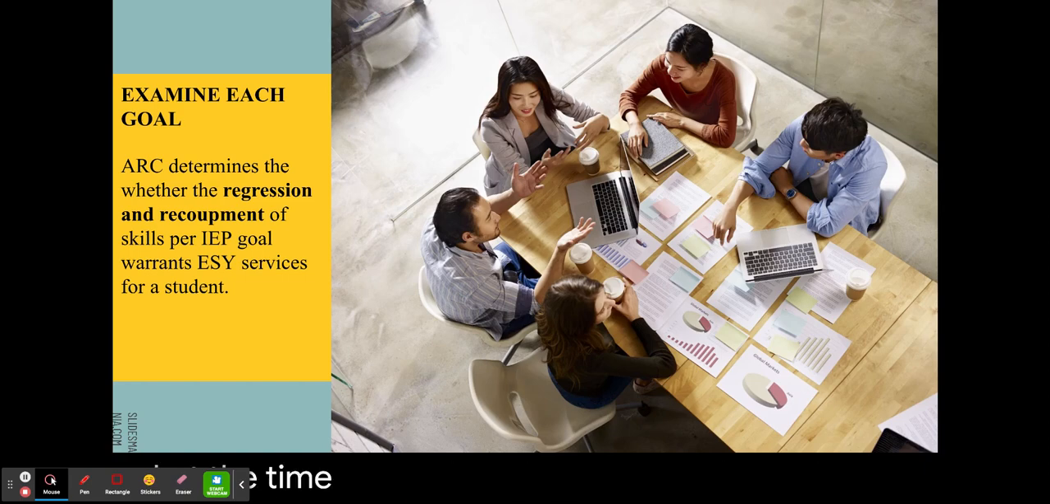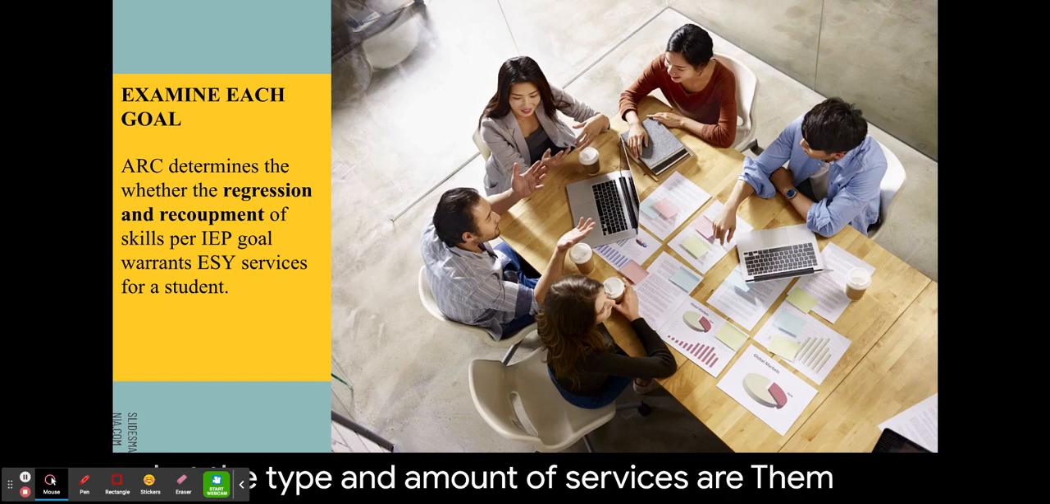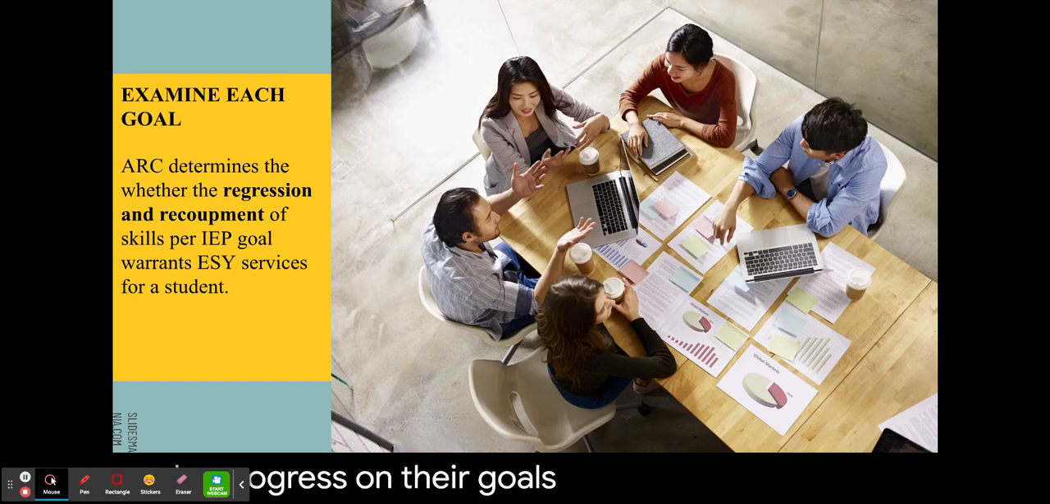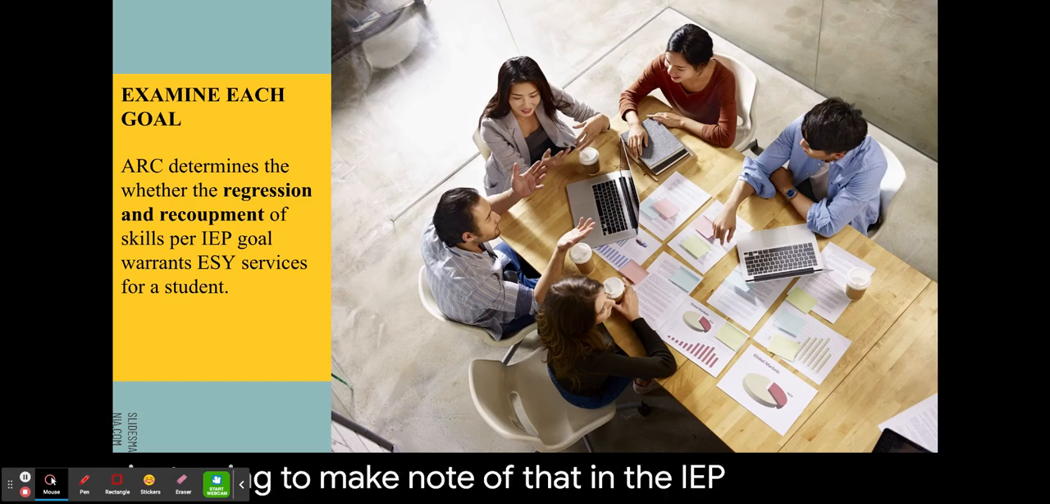what the type and amount of services are that student needs in order for them to make progress on their goals. If it's no, the student doesn't qualify for ESY services, then you're just going to make note of that in the IEP and document the conversation in the conference summary.